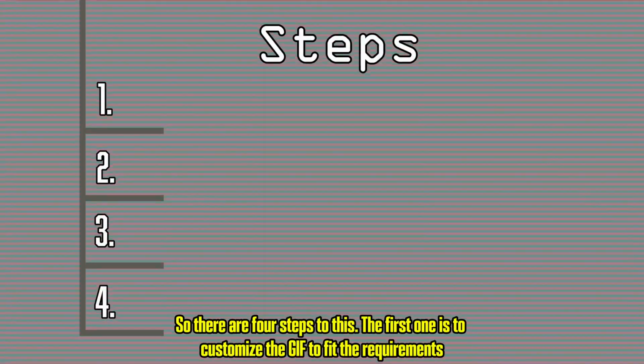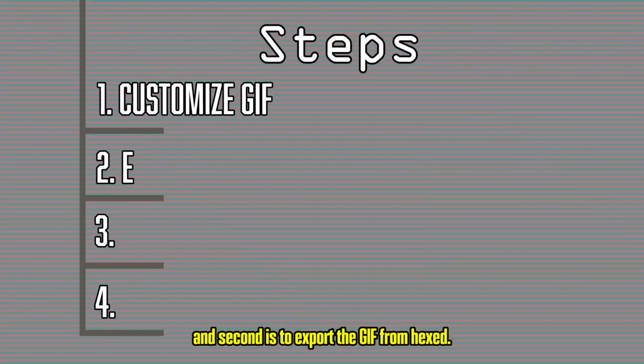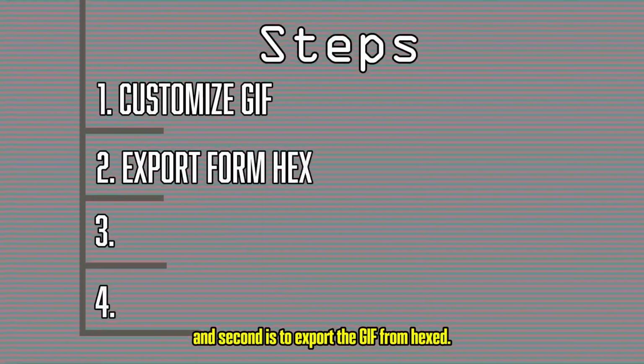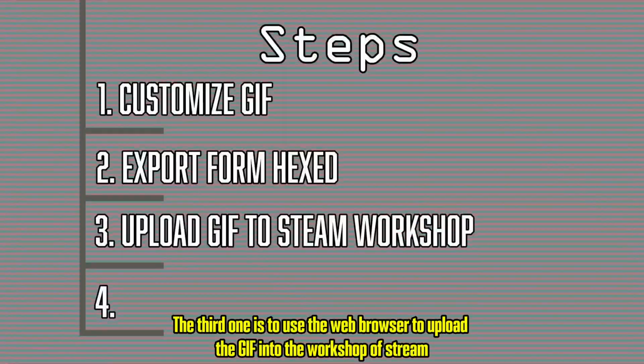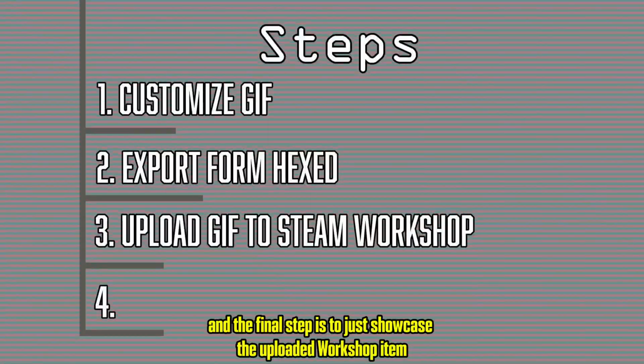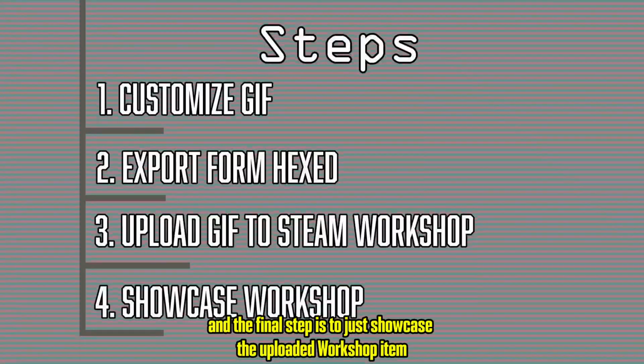So there are four steps to this. The first one is to customize the GIF to fit the requirement, and second is to export the GIF from Hexed. The third one is to use the web browser to upload the GIF into the workshop of Steam, and the final step is to just showcase the uploaded workshop item.